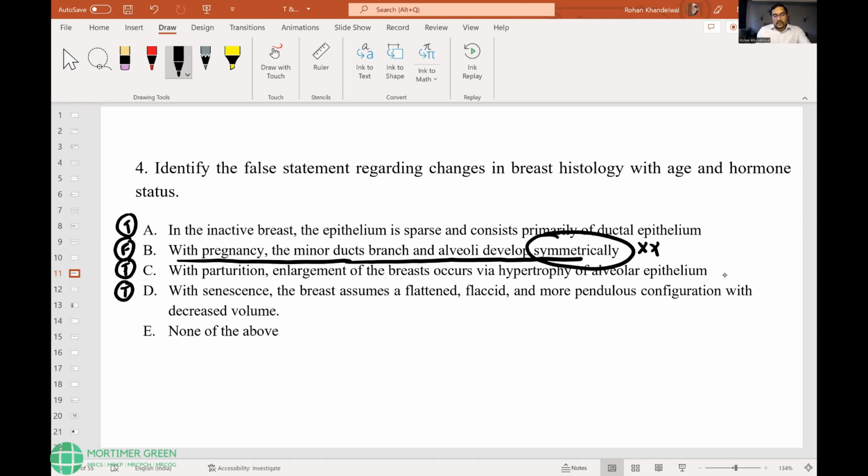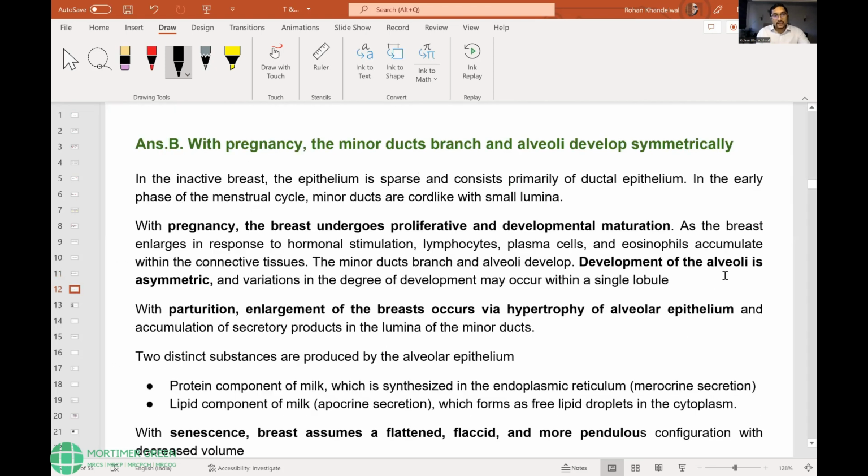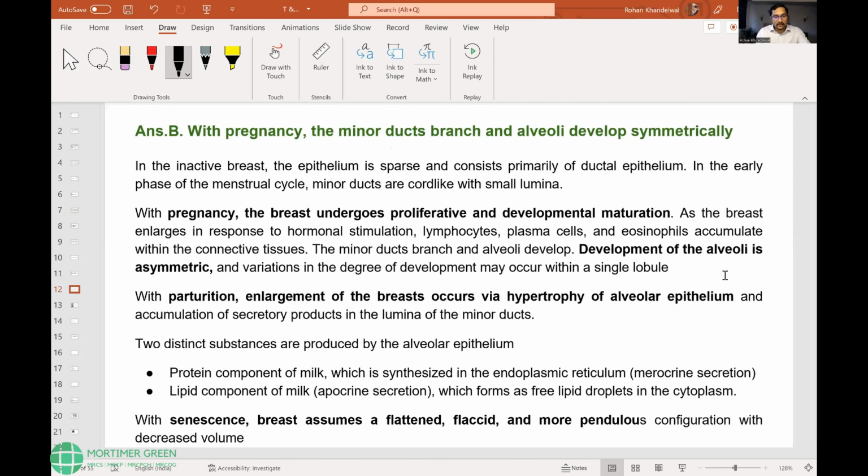With parturition, enlargement of the breast occurs via hypertrophy of alveolar epithelium. This is true. With senescence, breast assumes a flattened, flaccid state with more pendulous configuration due to decreased volume. That is also correct. So you should know this, that it is not symmetric enlargement which is there. I'm not reading these explanations because they've been shared with you.